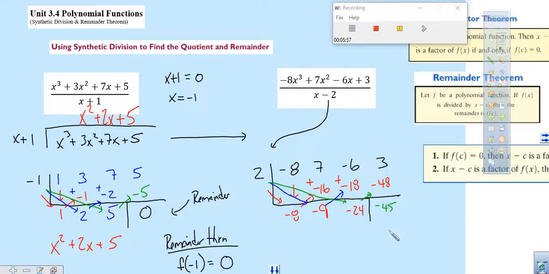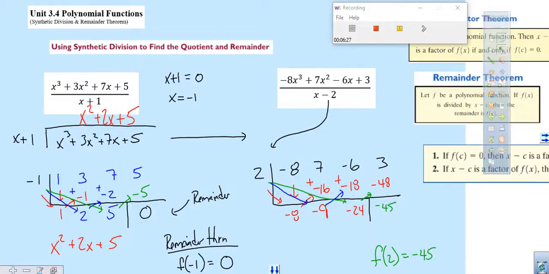So according to that, in this case x minus 2 does not divide evenly into this polynomial. But what does that mean for what we have here? Well, according to the remainder theorem, if we did f of 2 with this function, we would get out negative 45.